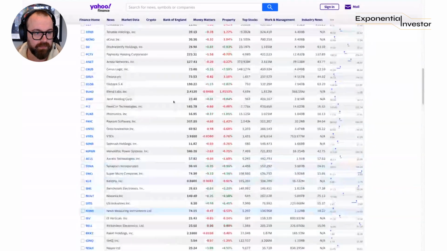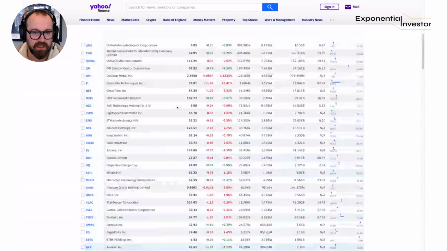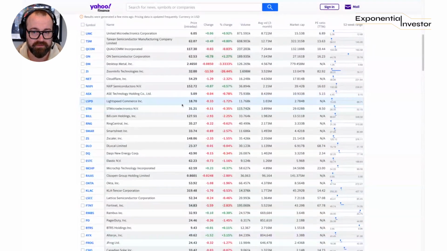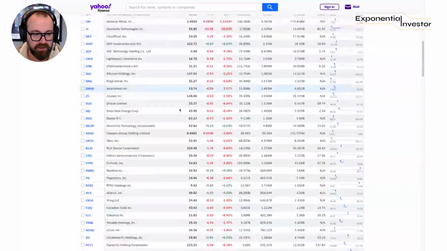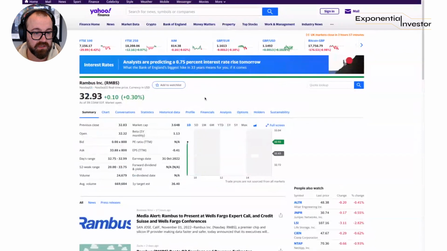Let's look at Rambus though, for example. So we've got 66 stocks here that match the filters that we've applied, and I want to look at Rambus. Because I want to see why this is up around the 52-week high. So if we click on Rambus, that'll take us directly. Did I click? There we go. Take us to the stock.